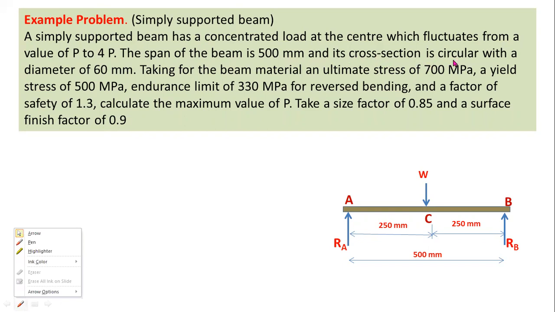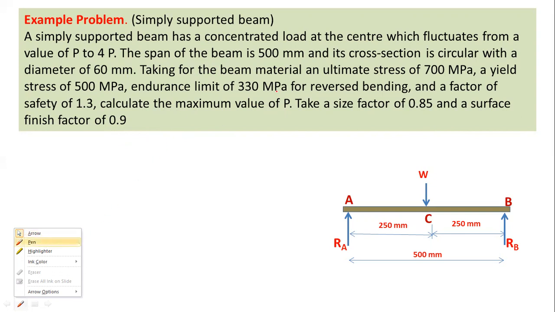and its cross section is circular with a diameter of 60 mm, taking for the beam material an ultimate stress of 700 megapascal and yield stress of 500 megapascal, endurance limit of 330 megapascal for reversal bending, and a factor of safety of 1.3, calculate the maximum value of P. Take a size factor of 0.85 and a surface finish factor of 0.9. Okay, so this is the question.